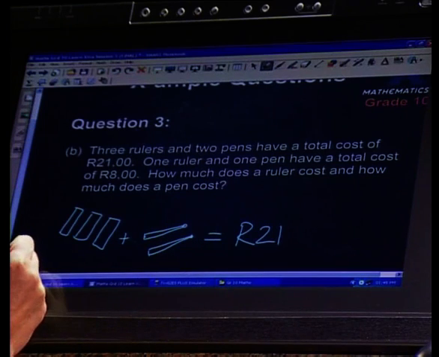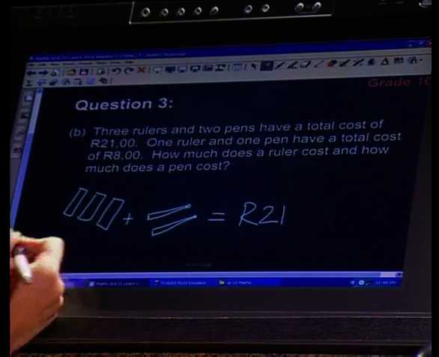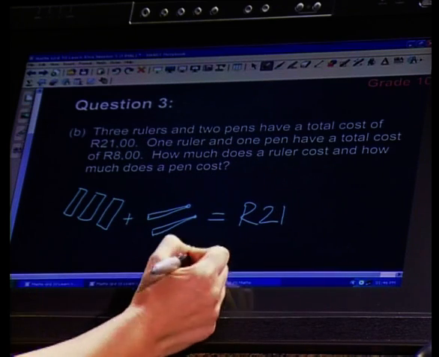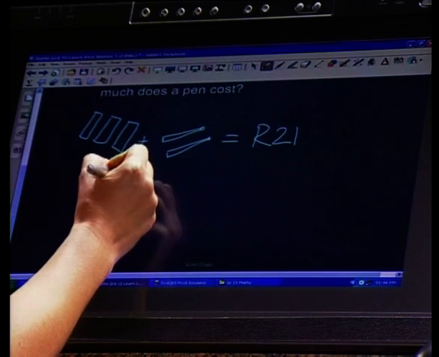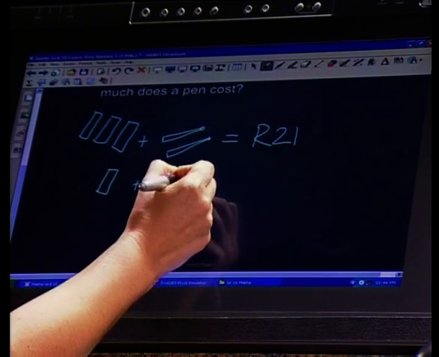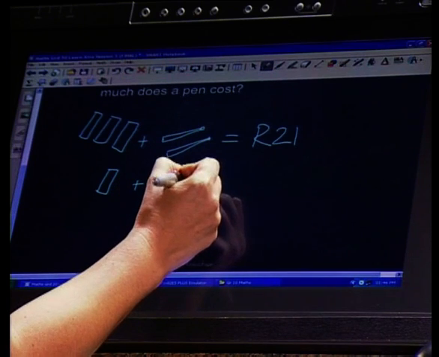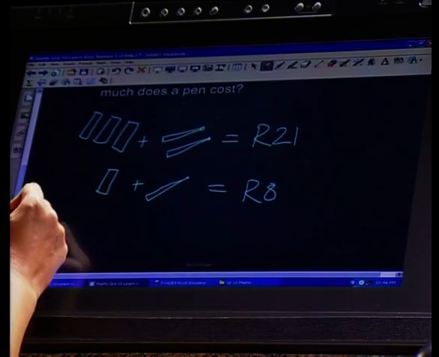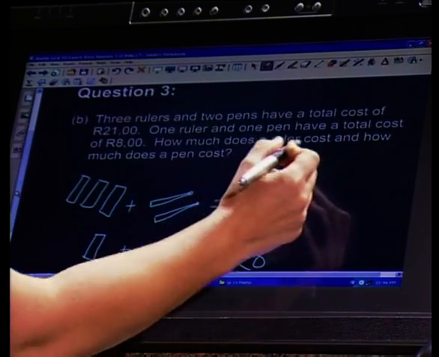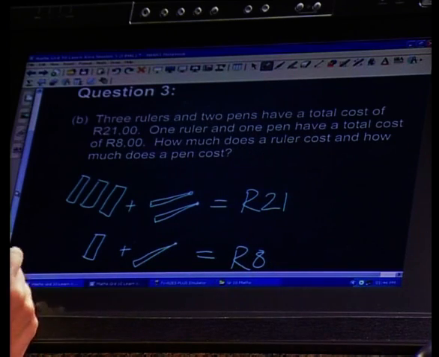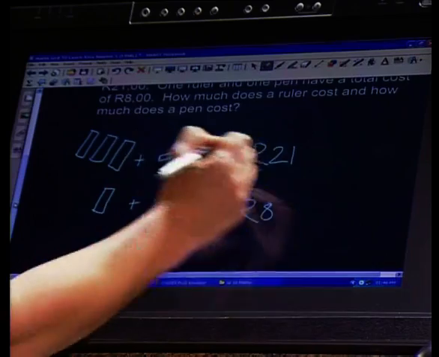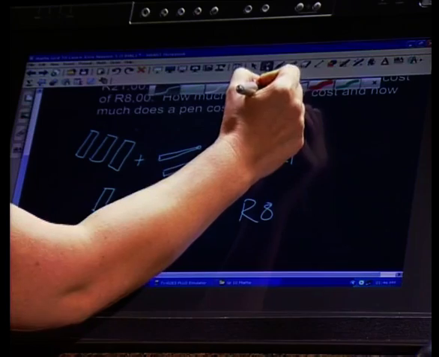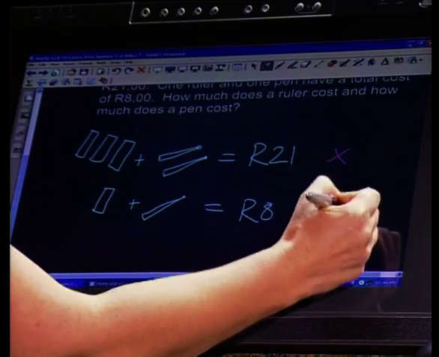If that makes you feel better, then that's what you draw. 1 ruler and 1 pen have a total cost of 8 Rand. So 1 ruler plus 1 pen has a total cost of 8 Rand. How much does a ruler cost and how much does a pen cost? Now, yes, I've drawn beautiful pictures over here, but honestly, your teacher's going to look at that and she's going to go, wrong and wrong.